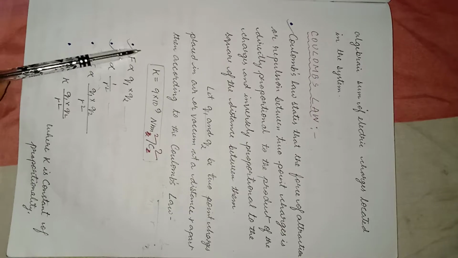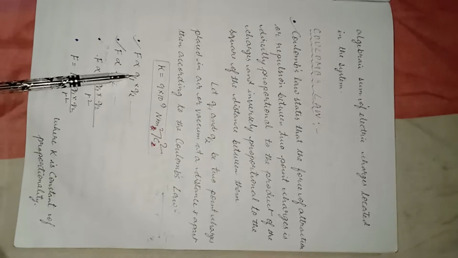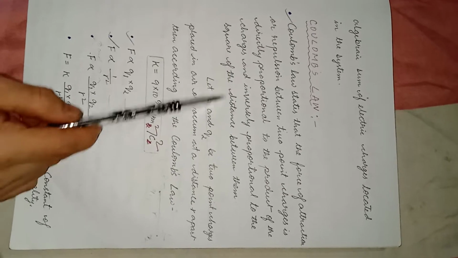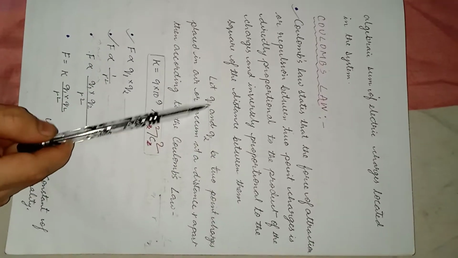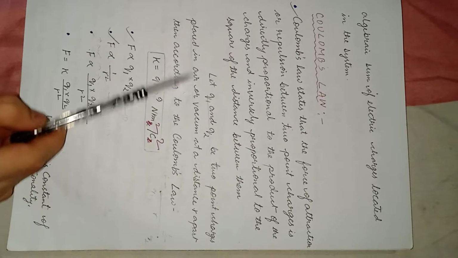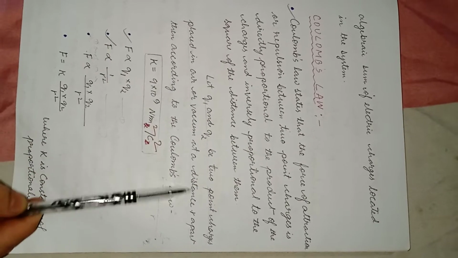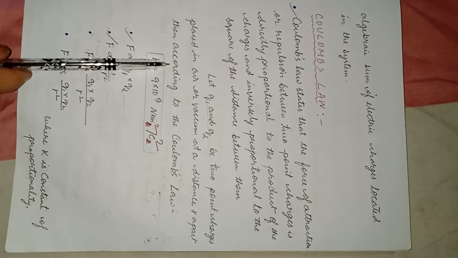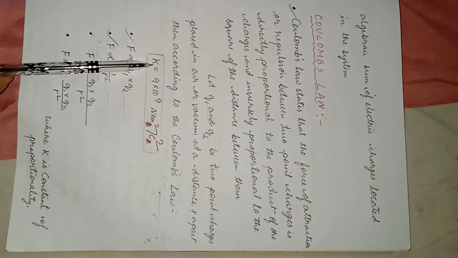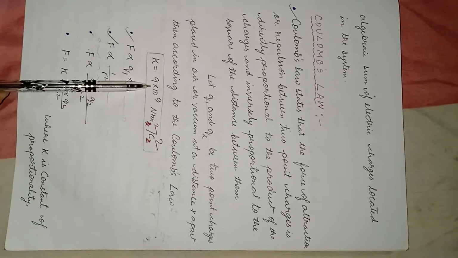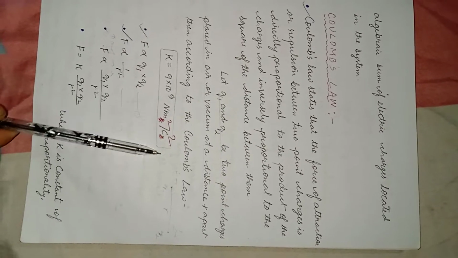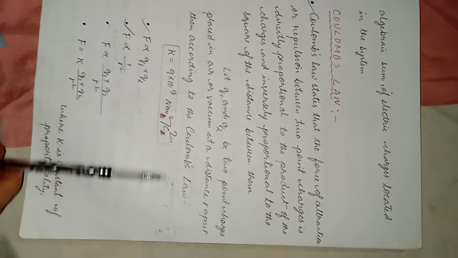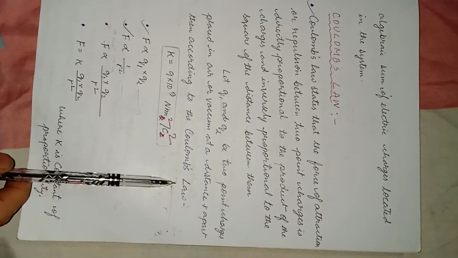Here we can see, F is directly proportional to Q1 into Q2, and F is inversely proportional to 1 by r square. We can prove this by taking Q1 and Q2 as two point charges placed in air or vacuum at a distance r apart. Then according to Coulomb's law, we can write this expression for the constant K. K equals 9 into 10 to the power 9 Newton meter square per Coulomb square. To prove this law, we need to draw a diagram.